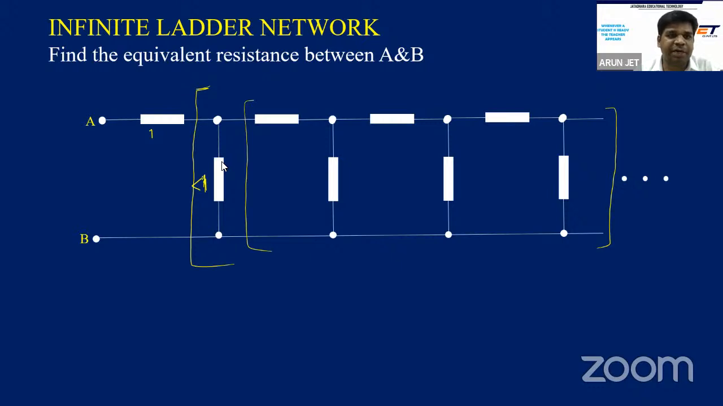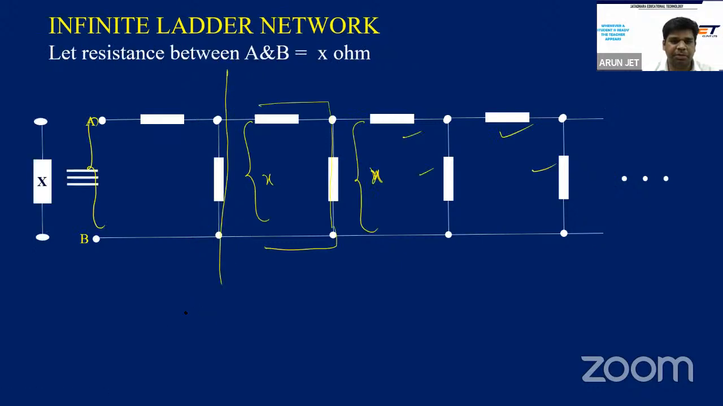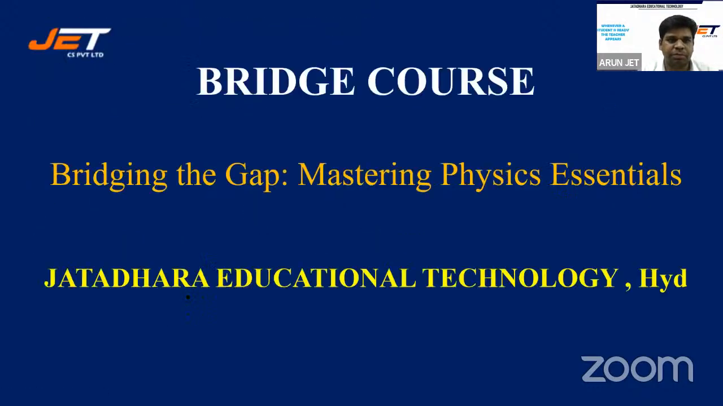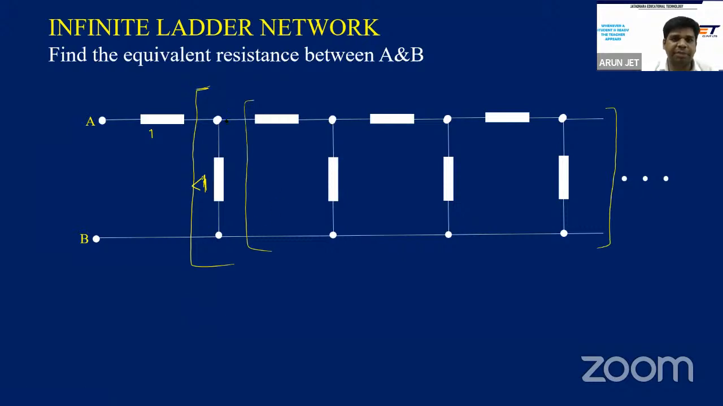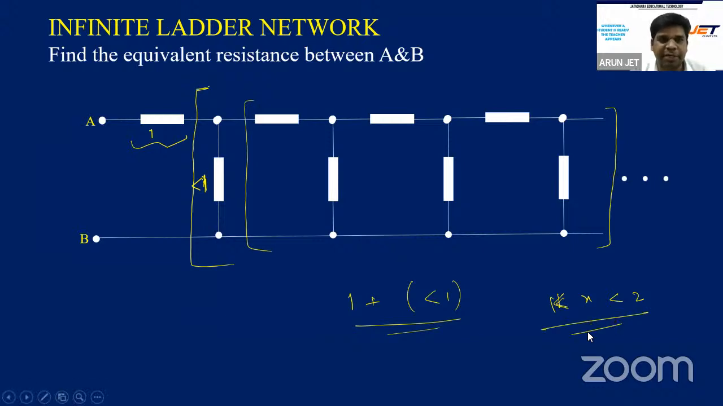Now, because this is lesser than 1 and that is in series with 1, this bracket is in series with 1. So it will be 1 plus something less than 1, which is nothing but something between 1 and 2. That's what we can conclude easily, logically, without even calculating. Do you all agree with the conclusion, students?